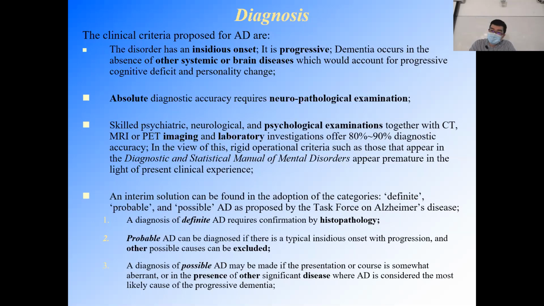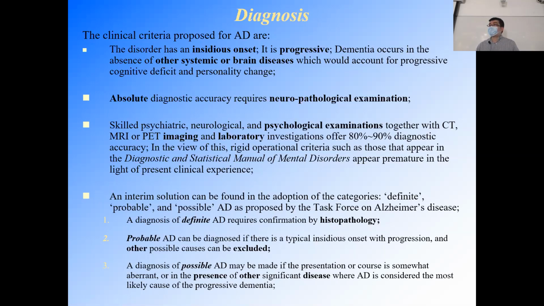And as you know, in terms of Chinese culture, that is not a very common thing to do, for example, to donate the brain for examination. So there is an adoption of categories, for example, definite, probable, and possible, by the task force on Alzheimer's disease. A diagnosis of definite requires histopathological study, because there are characteristics of Alzheimer's disease, okay?